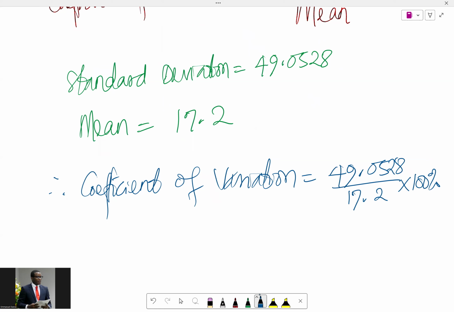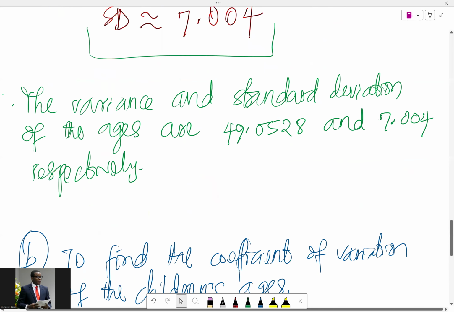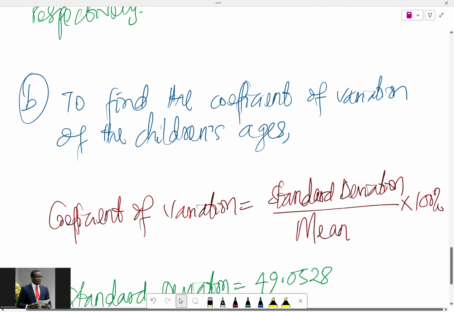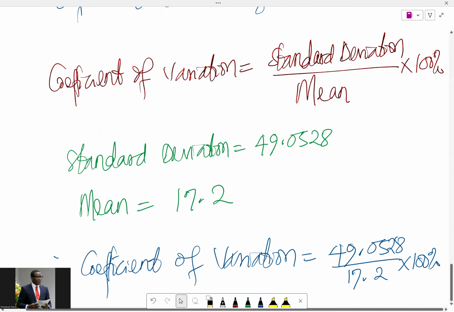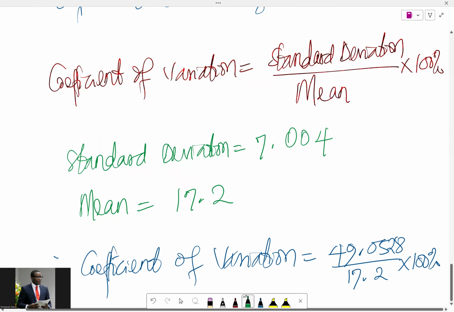Oh no, 49.0528 is actually the variance. We need the standard deviation. So I was wondering, that should be 7.004. Sorry. This is variance now, not standard deviation. We need the standard deviation. Sorry, I was already wondering why it's going to be that big. But don't forget, the standard deviation is 7.004. We need a standard deviation here.